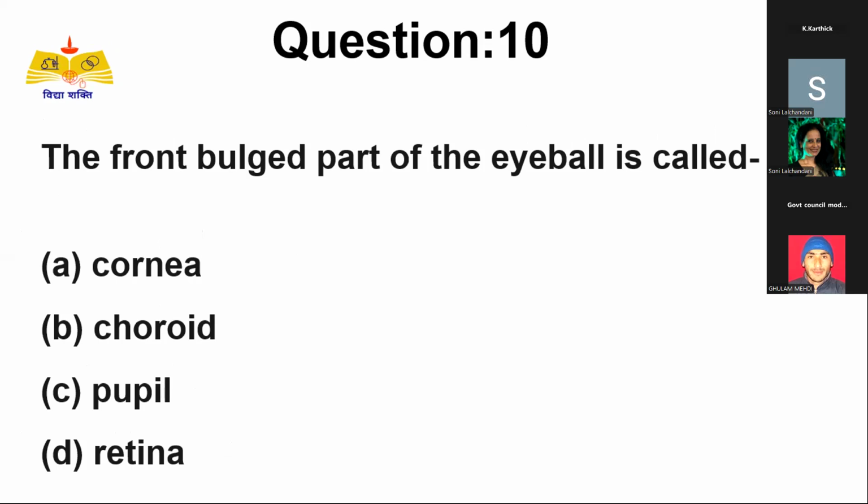The front bulged part of the eyeball is called A. Cornea, B. Choroid, C. Pupil, D. Retina. Please take your time. All right. Shall we proceed to the 11th question? Yes.